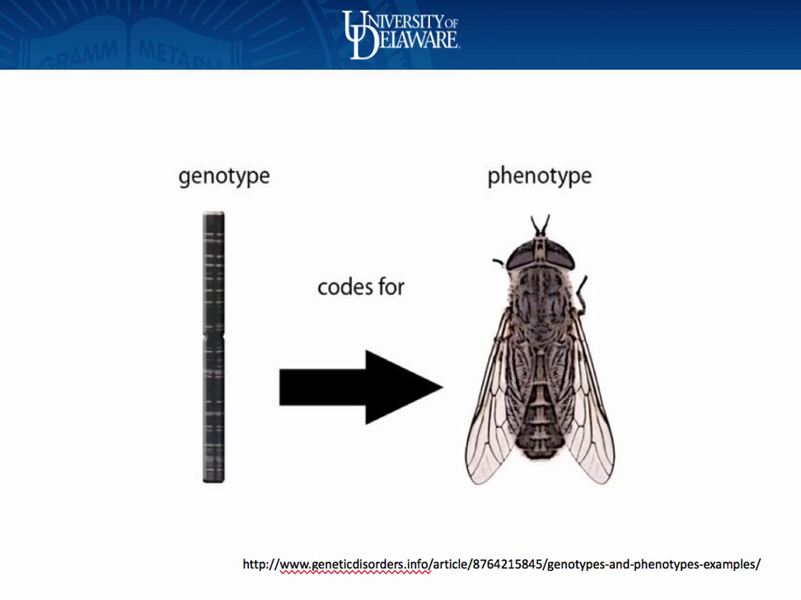In contrast, your phenotype is a description of your actual physical characteristics. This includes straightforward visible characteristics like your height and eye color, but also your overall health, your disease history, and even your behavior and general disposition.